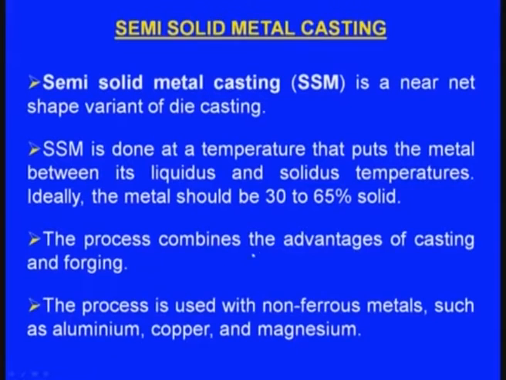The process combines the advantage of casting and forging. The advantage of casting is that we get the required shape very easily, because we melt the metal and we pour it into a mold. So, getting the required shape is very easy in the case of the casting, but the mechanical properties may not be very good.